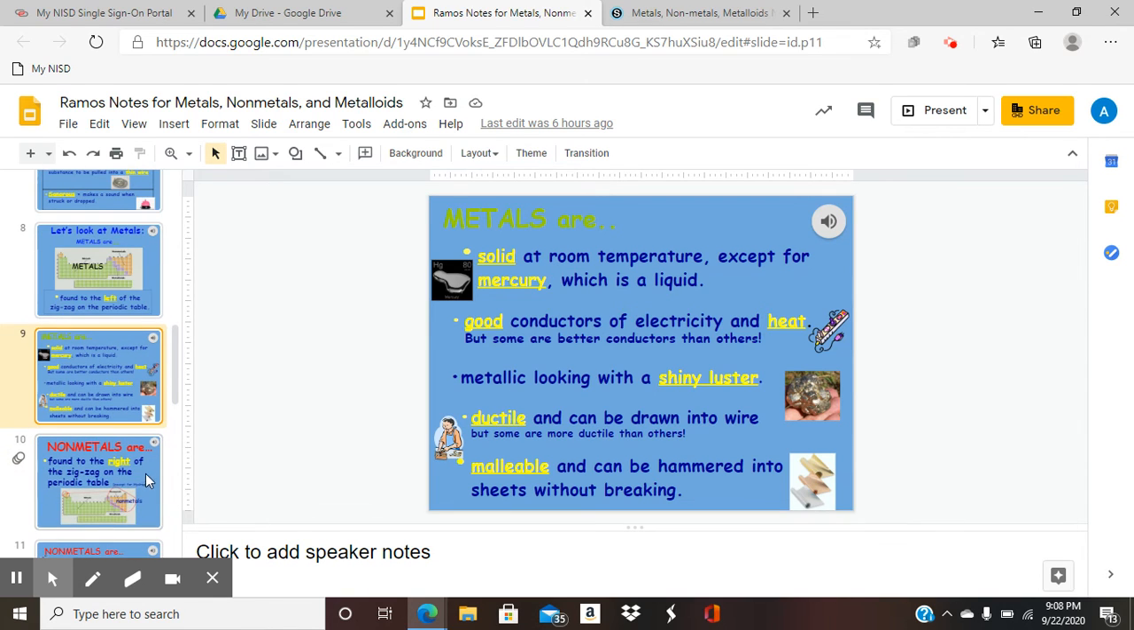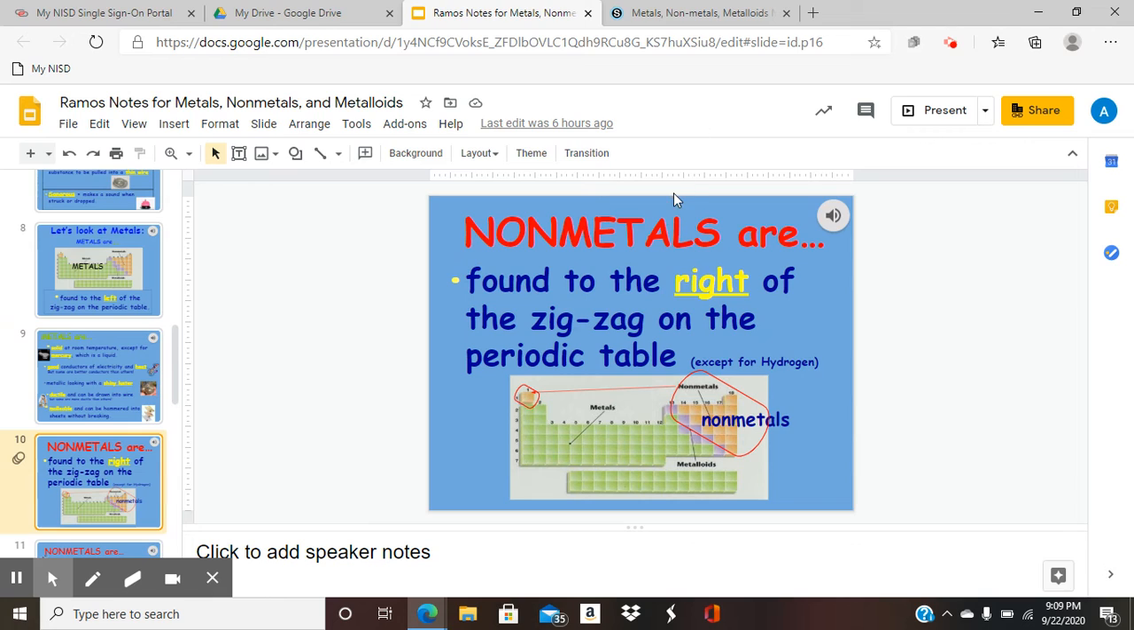properties. Nonmetals are found to the right of the zigzag on the periodic table, except for hydrogen. And you can see how hydrogen's over here on the left-hand side. Hydrogen is a nonmetal, and you can see how they're shaded in orange. Hydrogen's over here too. So hydrogen is a nonmetal.